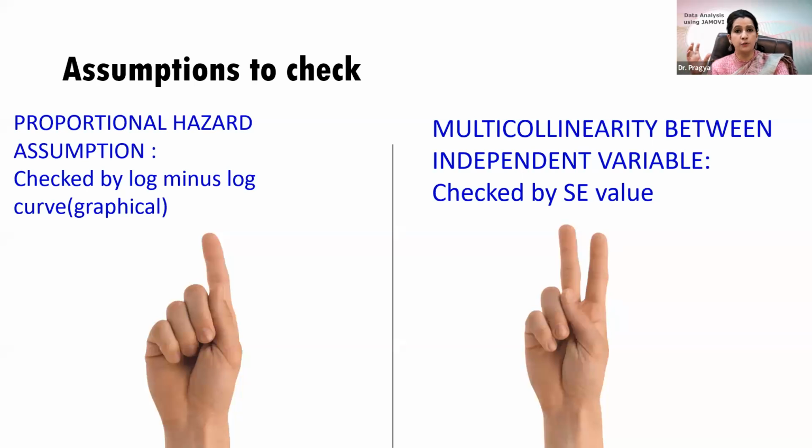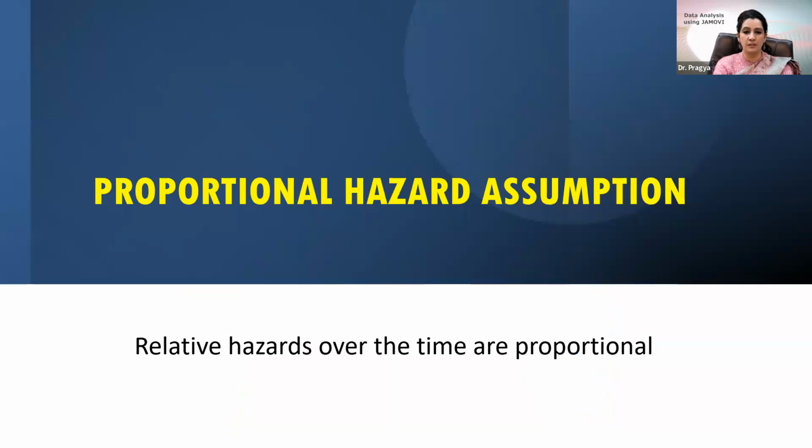Why? Because then you will not be able to say which variable is influencing the termination of breastfeeding. And that's why you should take only one variable out of these two. We check that by multiple collinearity, that is by applying correlation. And that is there in JAMOVI. We'll see how to do that.